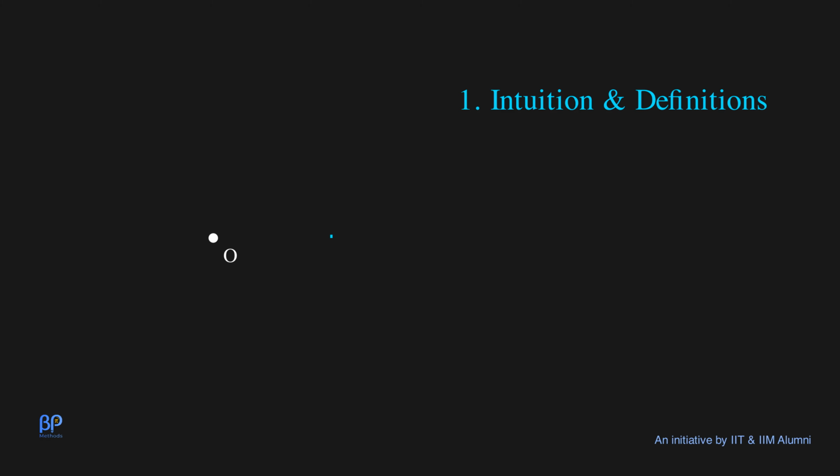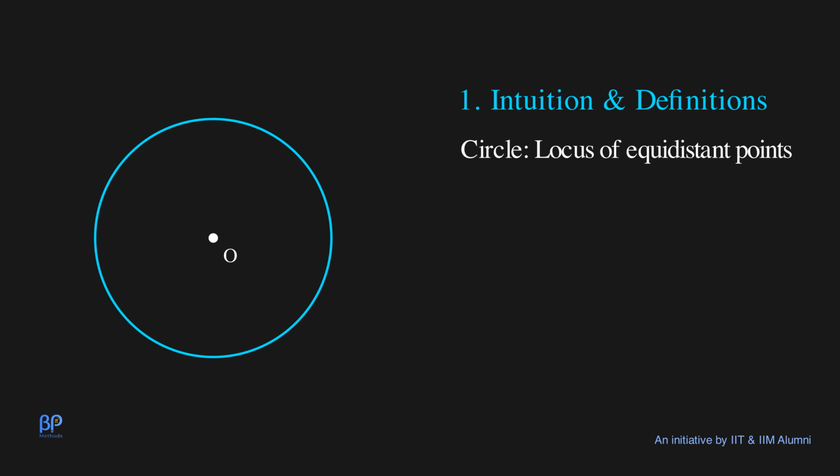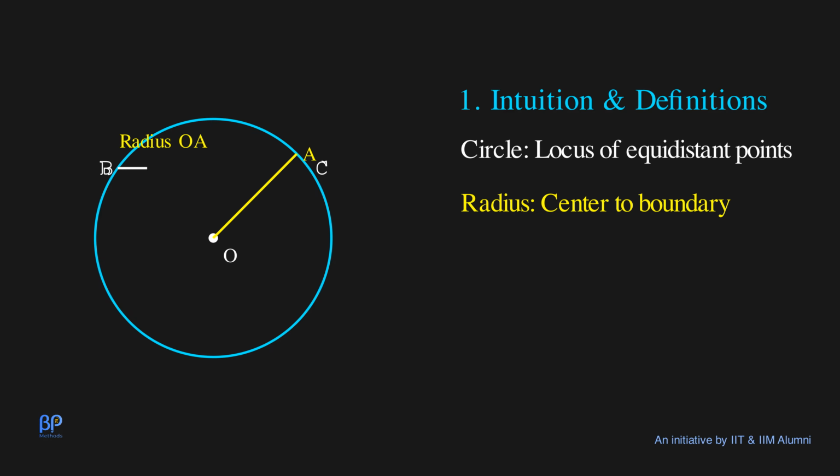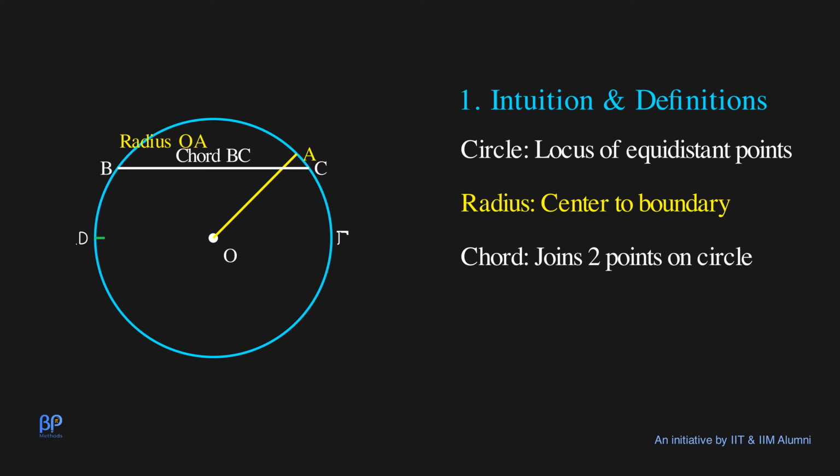What exactly is a circle? A circle is the locus of all points that are equidistant from a fixed center point. The distance from the center to any point on the boundary is called the radius. A line segment joining any 2 points on the circle is called a chord. And the longest possible chord, which passes straight through the center, is the diameter.